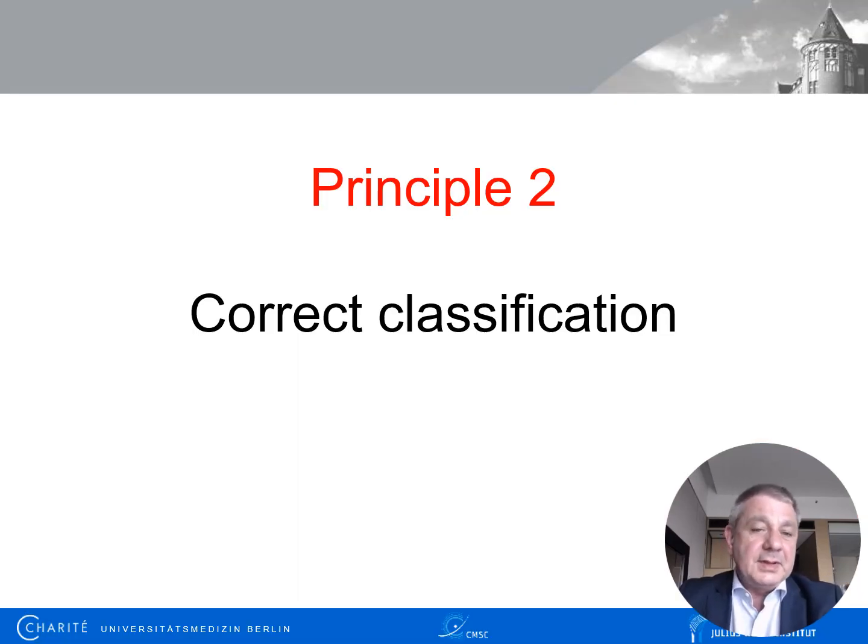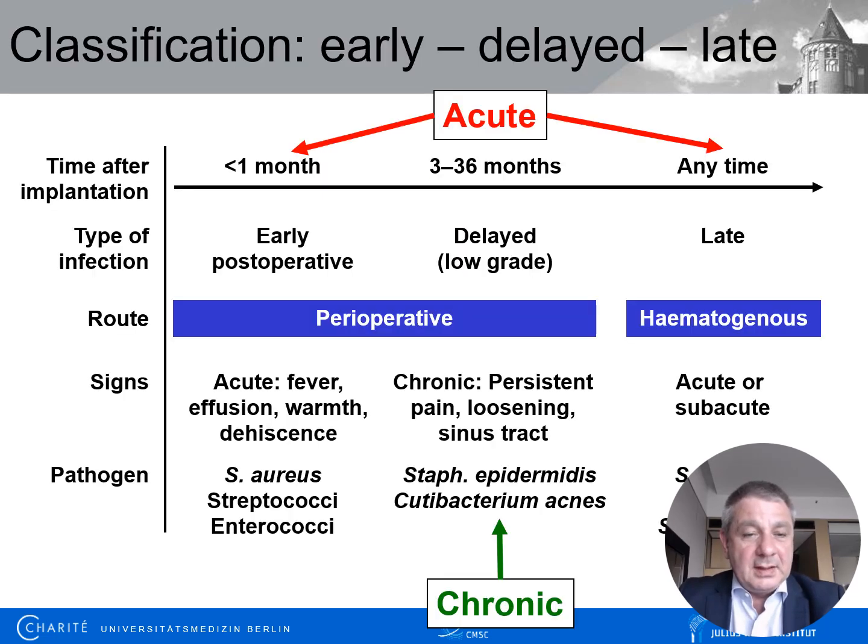Let's go to the second principle, correct classification. Infections which occur in the first month after surgery are acute, whereas those which occurs between 3 months and 3 years are delayed or low grade. The reason of the time difference is that here we have highly virulent bacteria dividing quickly, whereas here we have slowly dividing low virulent bacteria, why we call also this infection low grade infections.